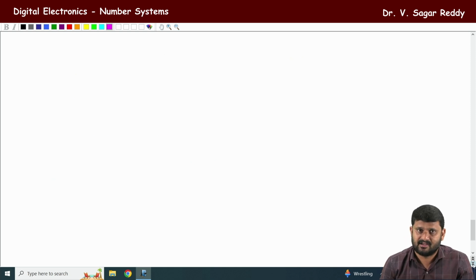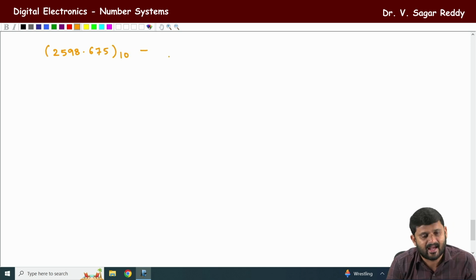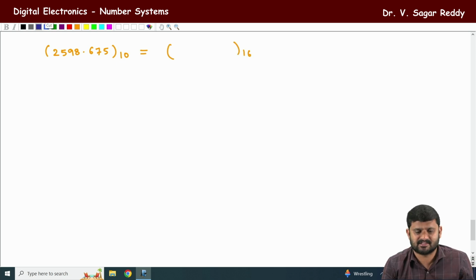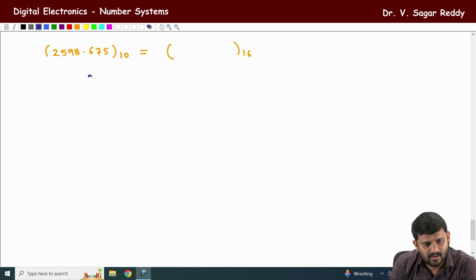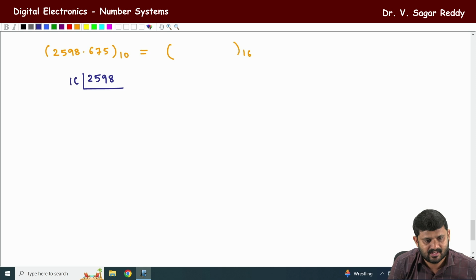Then now I'll convert a decimal number to hexadecimal. I'll take one example here: 2598.675. This is my decimal number. Now convert it to the corresponding hexadecimal. The same successive division and successive multiplication will be followed. For the integer part we follow successive division, and for the fractional part successive multiplication. I will take 2598. The target radix is 16, so we divide by 16.